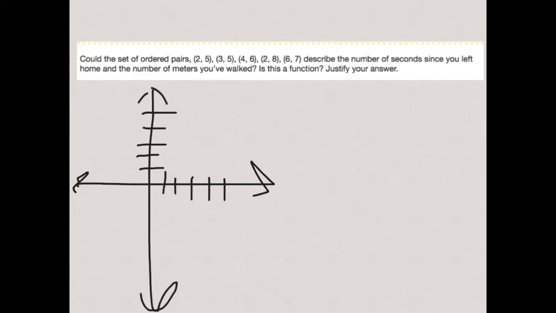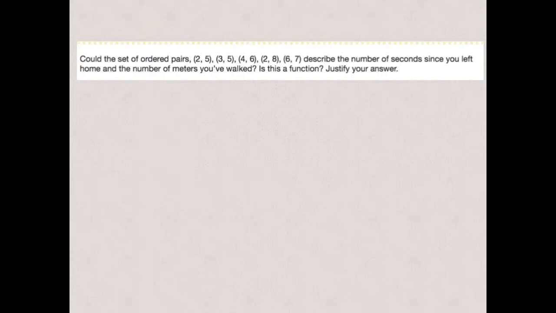let's count by 2's. So 2, 5, 3, 5 would be right next to it. 4, 6, say about there. But then I have 2, 8. It's right here. And then 6, 7. What happens? Well, if I connect them, guess what? It'll fail the vertical line test. But there's also another way.